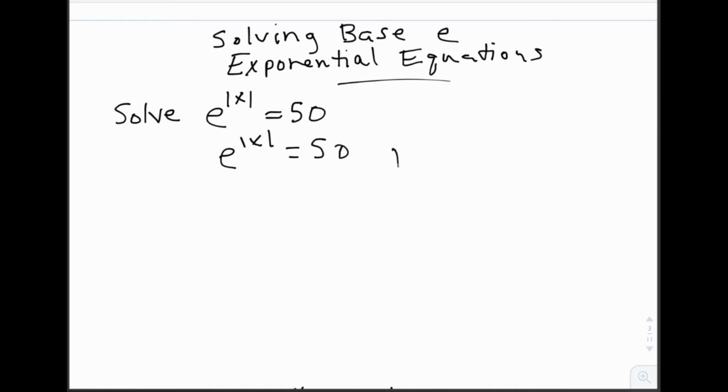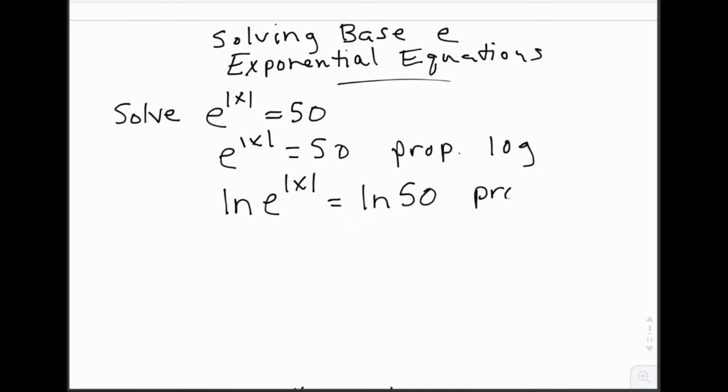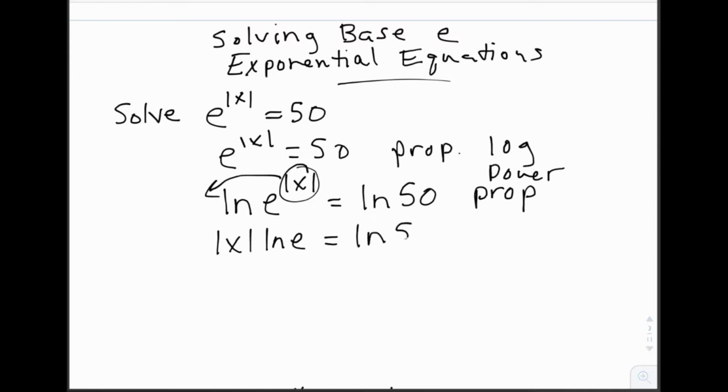And again, we're going to use the property of logs so that we can go ahead and get our exponents down. So in this case, natural log e raised to the absolute value of x is going to be equal to the natural log of 50. So now we can go ahead and use our power property, and bring the absolute value of x down. So absolute value of x, and then we have the natural log of e, and that's going to be equal to natural log of 50.